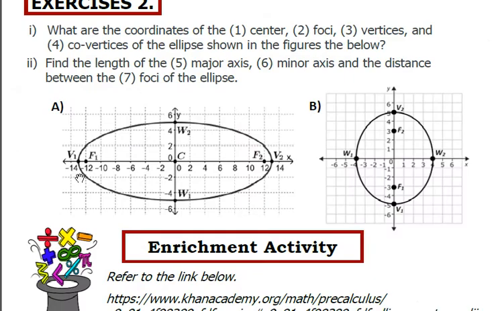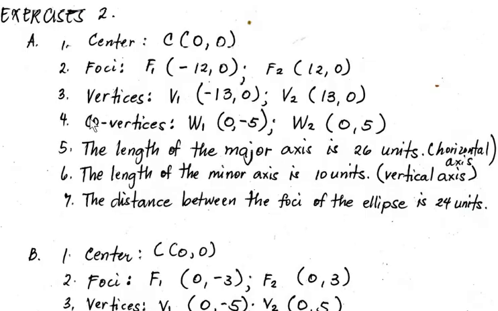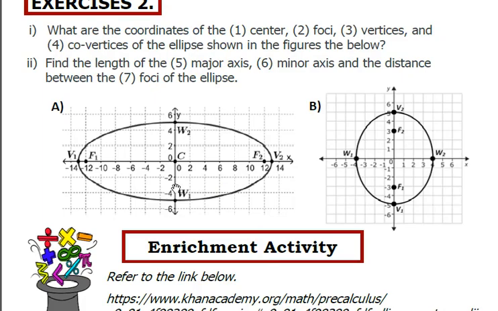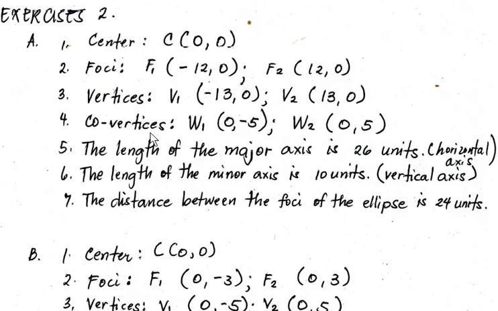Let's see. It's actually 13, not 14. Okay, stand corrected here. So it's -13, 0 and 13, 0. For the co-vertices, it's up here and down here. So the coordinates are 0, -5, and 0, 5.